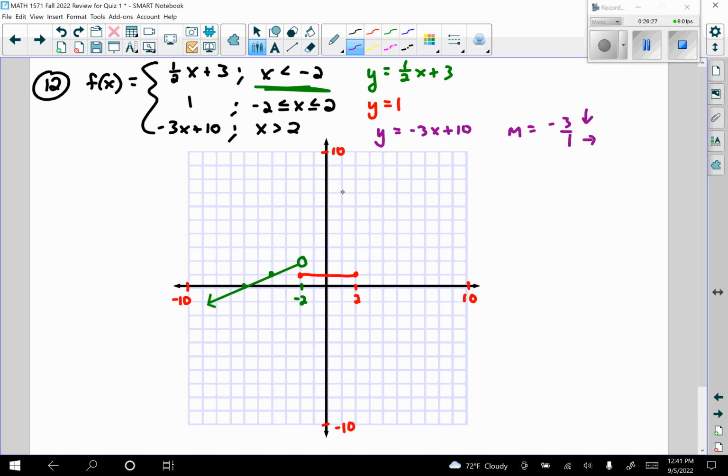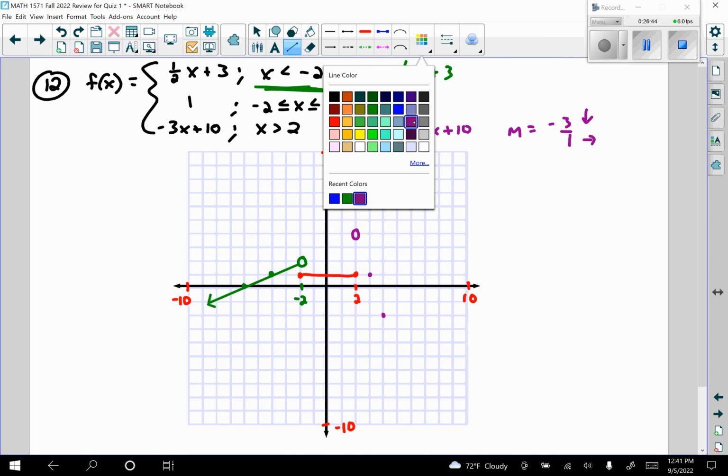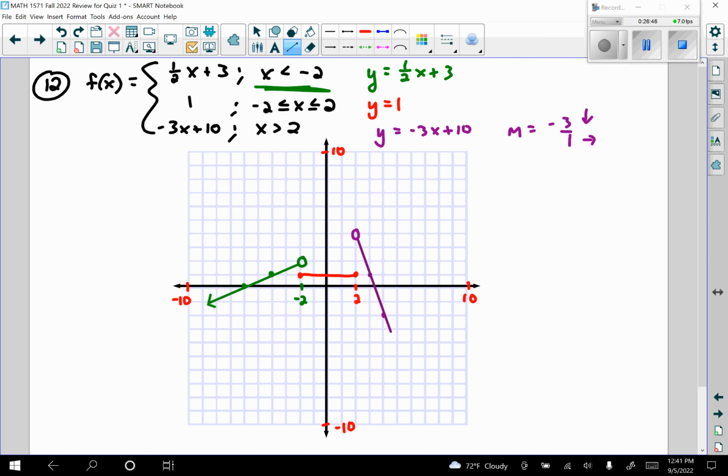I'm still not to the right of 2. I have to go down again. 1, 2, 3 over 1. I'm right over the 2, so this is where I want to start, but I can't include it, so I still want to make another open endpoint. Down 1, 2, 3 over 1. One more time. 1, 2, 3 over 1. And then I can draw my line. And this is our piecewise function f of x.